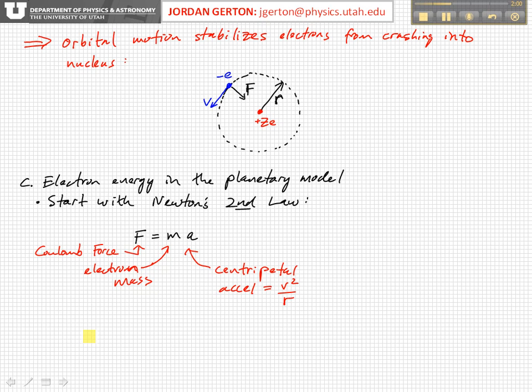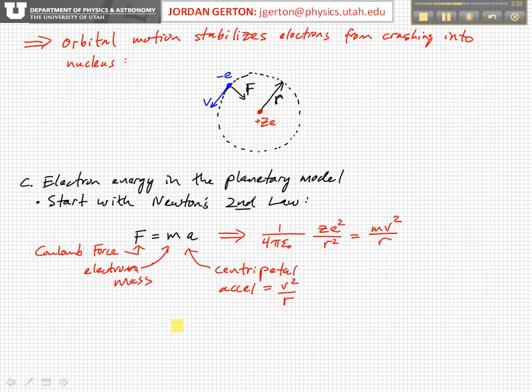Okay, so the centripetal acceleration, if you remember from your mechanics class, is v squared over r. And the Coulomb force between two charges is 1 over 4 pi epsilon naught, where epsilon naught is the permittivity of free space, times the product of the two charges, which in this case is Ze times e, divided by the square of the distance between them.